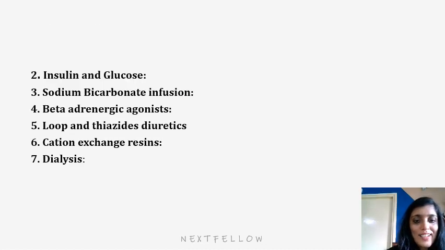So other treatment modalities, as mentioned before, are insulin glucose drip. If you give insulin, it will cause movement of the potassium inside the cells. And why do we give glucose along with it? Because of the hypoglycemia which is caused by insulin. So dextrose or glucose will counteract the hypoglycemia caused by insulin. That's why you give an insulin dextrose drip.